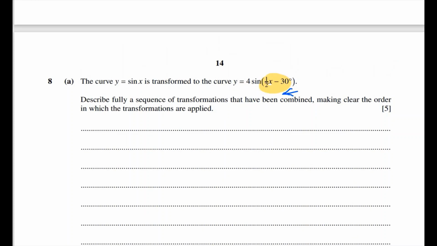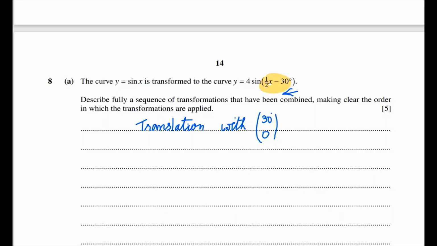So that is the transformation we have to do first. So we will say translation, and the translation vector is, so minus a, here the value given is minus 30, so minus of minus will become plus, so we'll write 30 and this is 0.